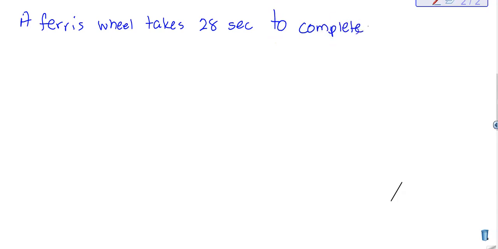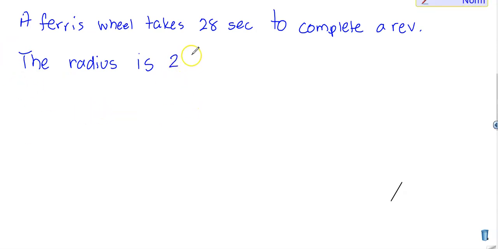Can I just say a rev? Okay. The radius is 25 feet, not 2 feet, 25 feet. So this is my information.